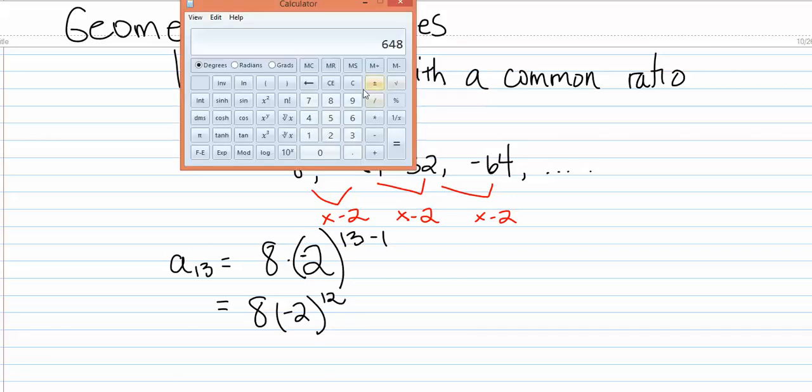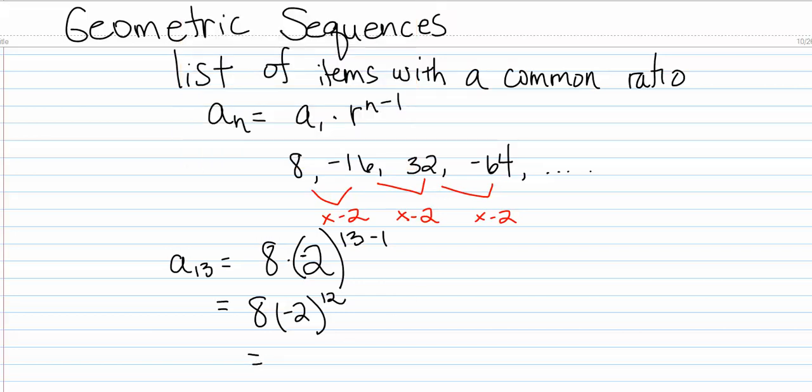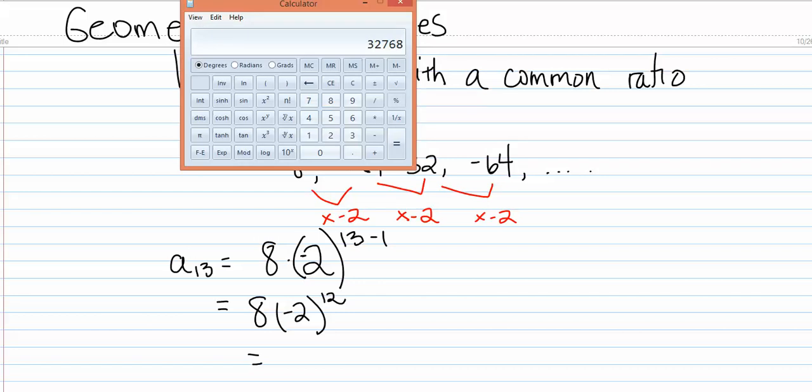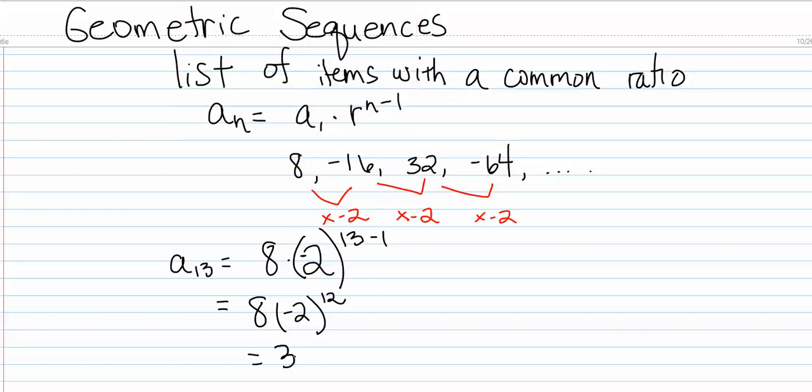And I'm probably certain on some of these calculators you got to be very careful. I know on the yellow calculators, the graphing ones, you have to be careful with negative numbers. So negative 2 to the 12th power. And then I want to times that by 8. And it would be, whoops, I forgot what it was, 32,768.